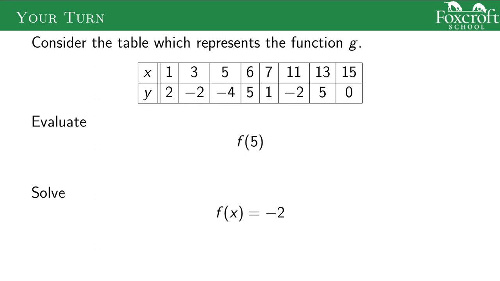One more chance to try one on your own with a brand new table. Try these two on your own. I'll show you the two answers in 3, 2, 1. First up, f of 5 is -4, so my x value is what's in the parentheses, 5. My y value is 4. And the second one, f of x equals -2, I get 3 and 11 because my y value is -2. My x value I was looking for was 3 and 11.